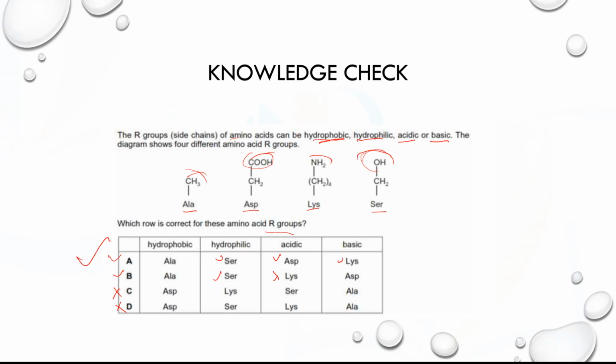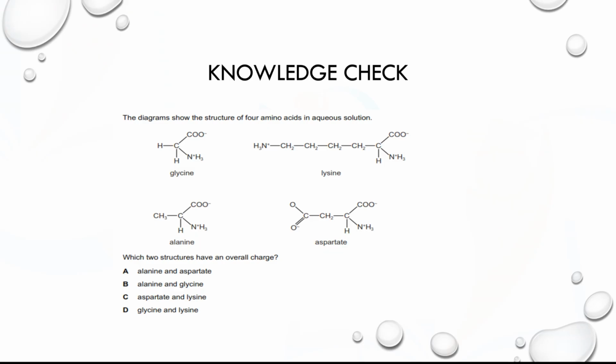All right. So let's go to the next question, guys. I want to check this knowledge check. The diagram shows the structure of four amino acids in aqueous solution. Sorry for the background noise. So these are the four amino acids. This is glycine. That is lysine. This is number three, alanine. Number four, aspartate. They ask which two structures have an overall charge?